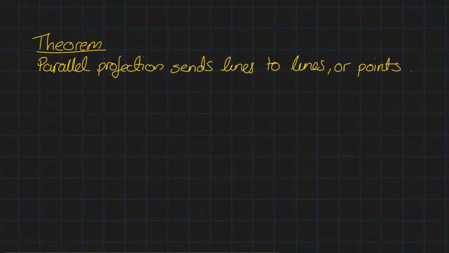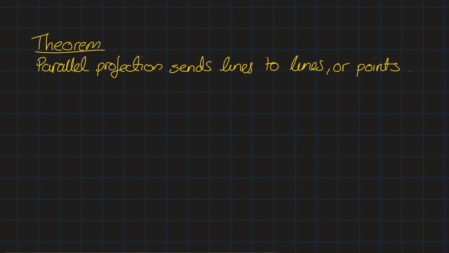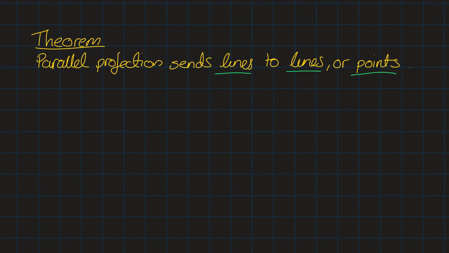So begin by looking at this theorem, which gives you an answer. This theorem tells you that parallel projection sends lines to lines. So it sends a three-dimensional line down to a two-dimensional line, or sometimes it sends it down to a point. Okay? So why would it possibly send it to a point? I'll try and draw a schematic which gives you an idea of what's going on.